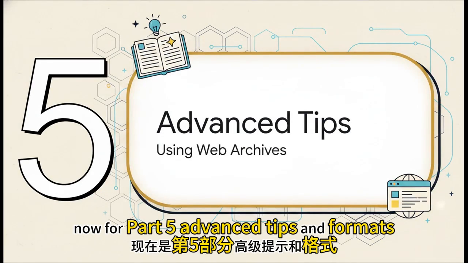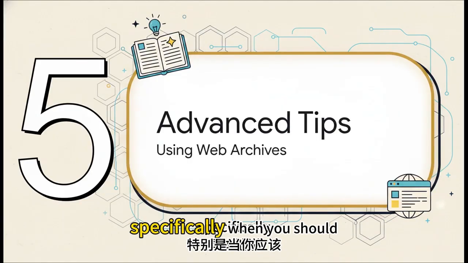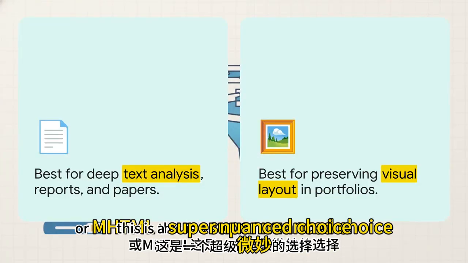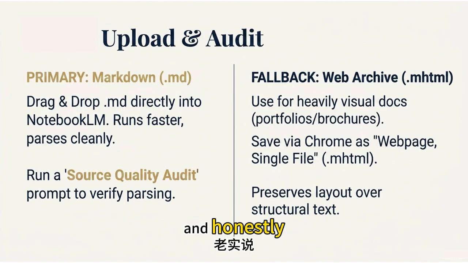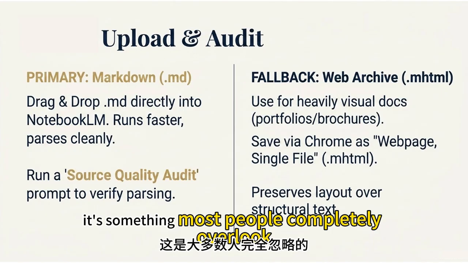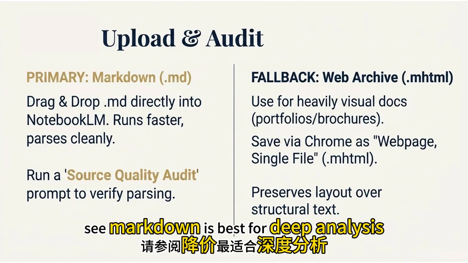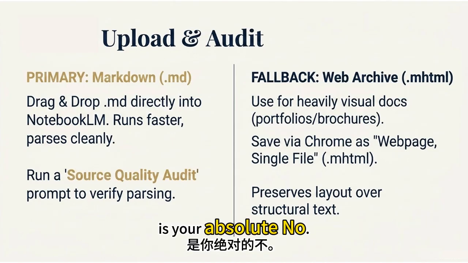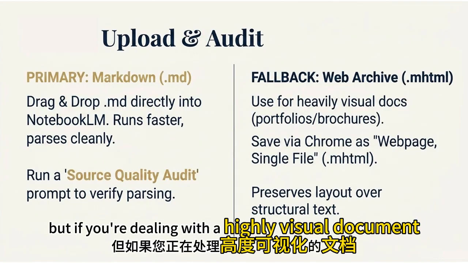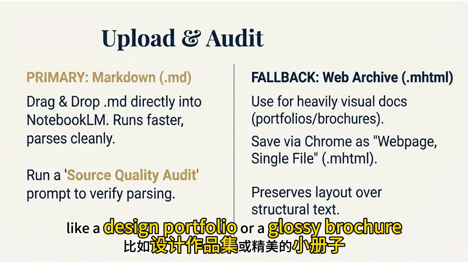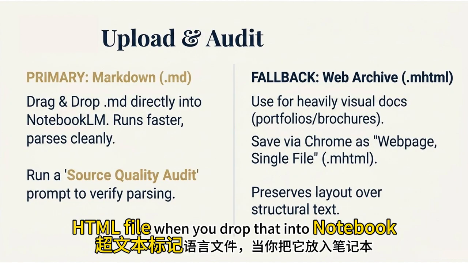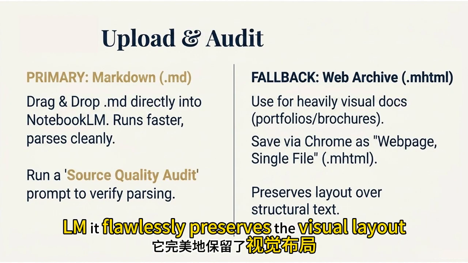Now for part 5, advanced tips and formats, specifically when you should actually be using web archives or MHTML. This is a super nuanced choice, and honestly, it's something most people completely overlook. See, Markdown is best for deep analysis, textbooks, reports, papers, where the semantic structure of the text is your absolute number one priority. But if you're dealing with a highly visual document, like a design portfolio or a glossy brochure, save it directly from Chrome as a web archive or .mhtml file. When you drop that into NotebookLM, it flawlessly preserves the visual layout.